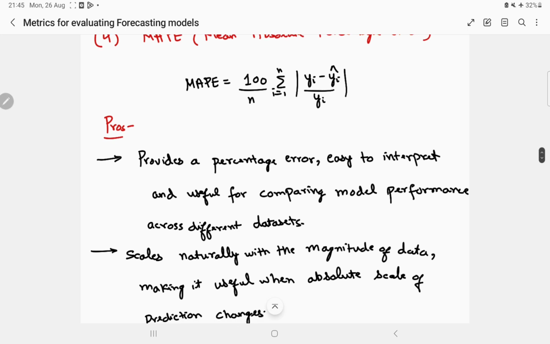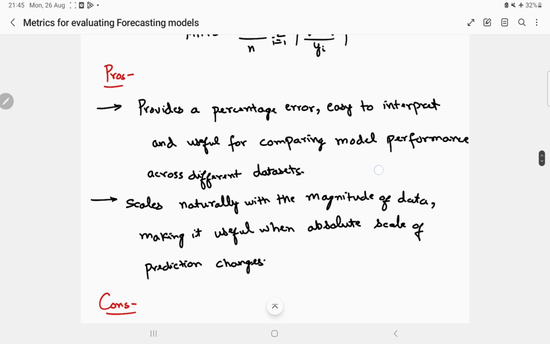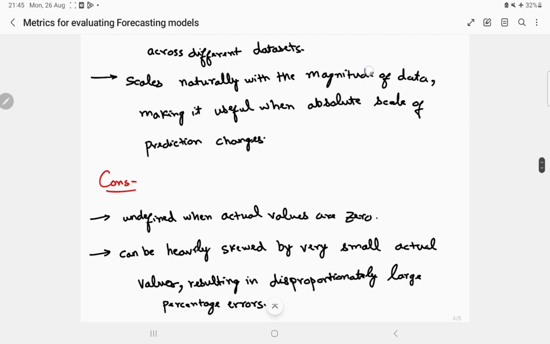And MAPE is defined as 100 over n, summation i goes from 1 to n, absolute value of (yi minus yi hat) over yi, and it provides a percentage error which is easier to interpret and useful for comparing model performance across different datasets. That is one of the best advantages when it comes to MAPE, and it scales naturally with the magnitude of data, making it useful when the absolute scale of prediction changes.